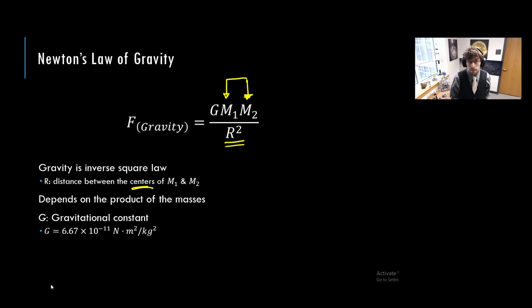So if we want to find the gravitational force between two objects, say Greg and the Earth, we substitute in the gravitational constant that I've given you down here. We substitute in the mass of Greg and the mass of the Earth.